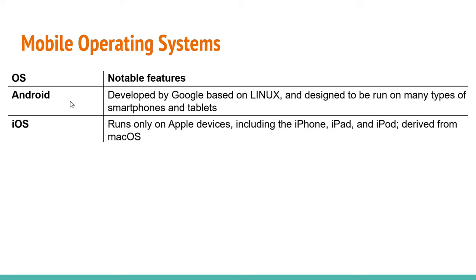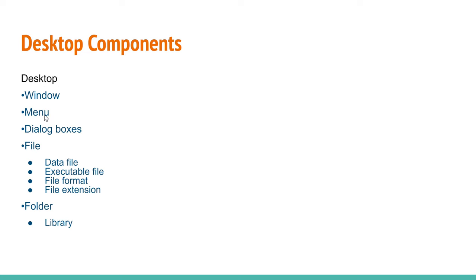Mobile operating systems. Android, developed by Google on Linux, is designed to run on many types of smartphones or tablets. iOS runs only on Apple devices including iPhone, iPad, and iPod, and is derived from Macintosh. Desktop components: windows, menu, dialog box, file, data file, executable file, file format, file extension, folder, library.